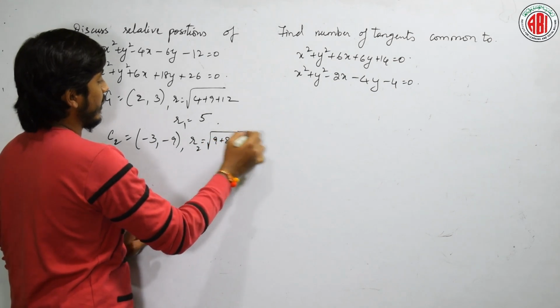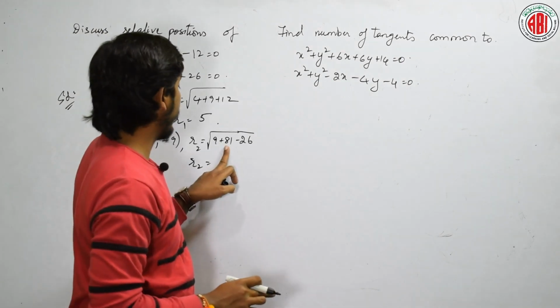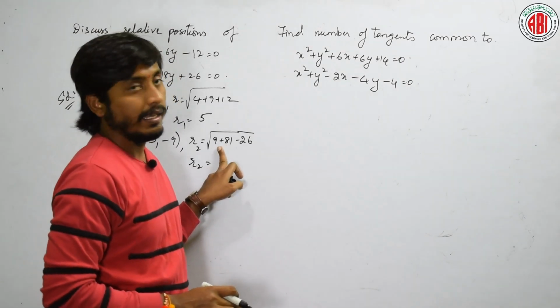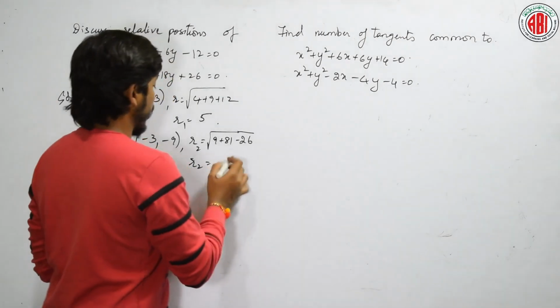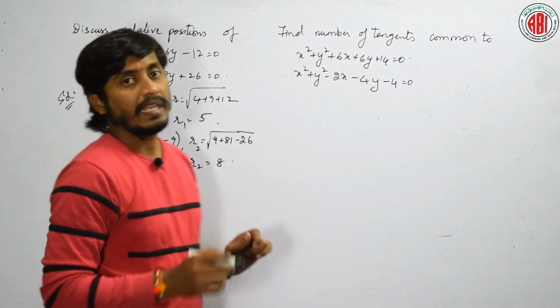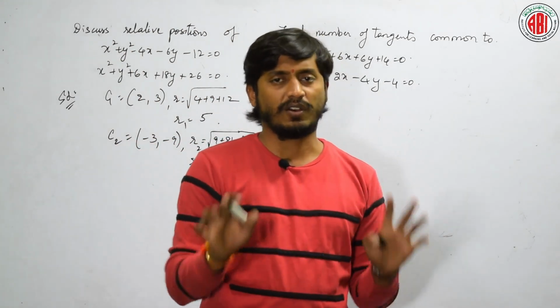Similarly, C2 is minus 3 comma minus 9 and the radius is under root 9 plus 81 minus 26. How much is it? First of all 81 plus 9 is 90. 90 minus 26 is 64. The root of 64 is 8. Clear? And the next step, C1 C2 is common in all the conditions.